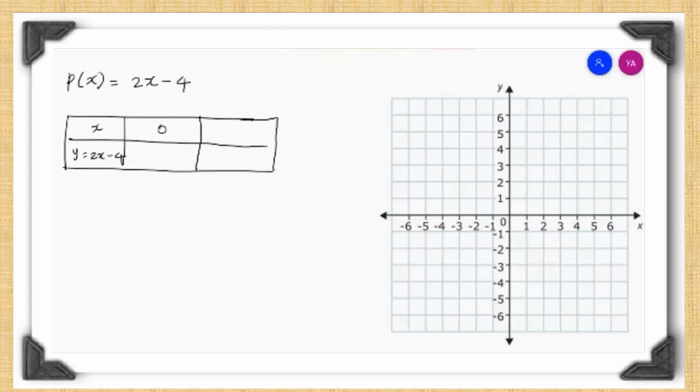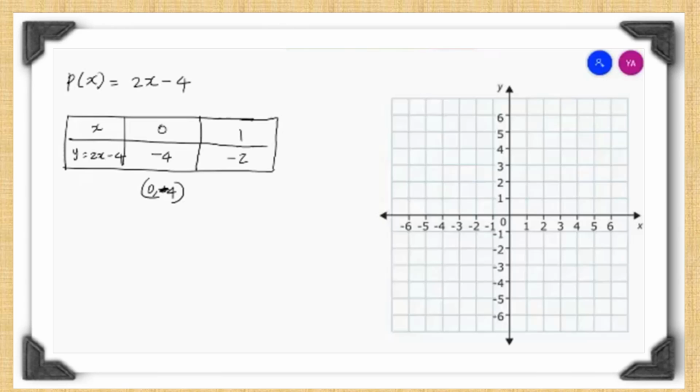-4. Yes, very good. And if x is equal to 1, what will be the y value? -2. Very good. So (0, -4) and (1, -2) are 2 points on the line y is equal to 2x minus 4. Okay, so we can draw the graph.